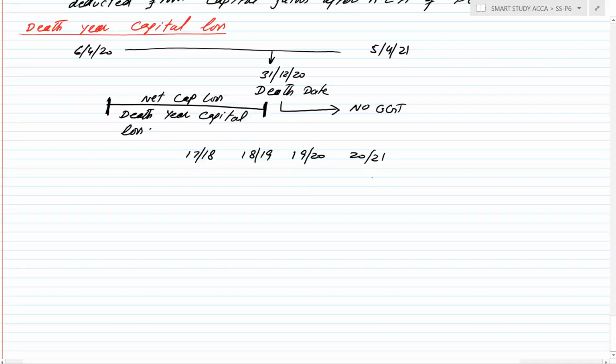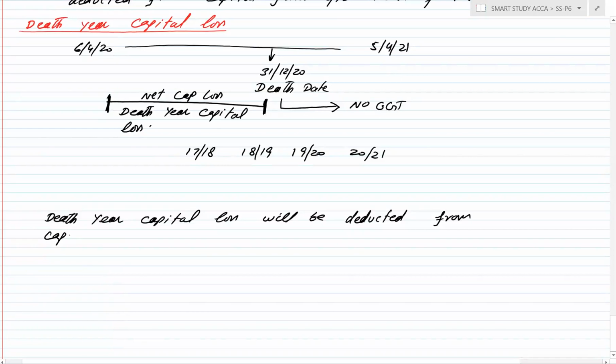Death year capital loss will be deducted from capital gains of the previous 3 tax years on a LIFO basis.